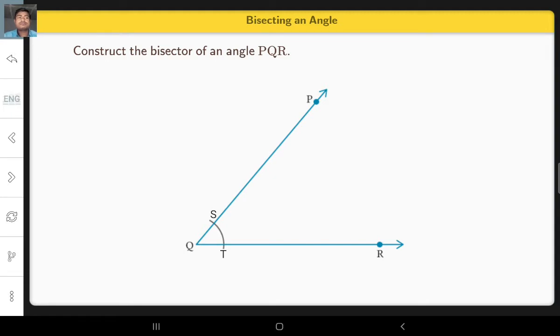Now, taking S and T as centers, draw two arcs of equal radius intersecting at a point X. The ray QX is the required bisector of the angle PQR. This means angle PQX equals angle RQX.